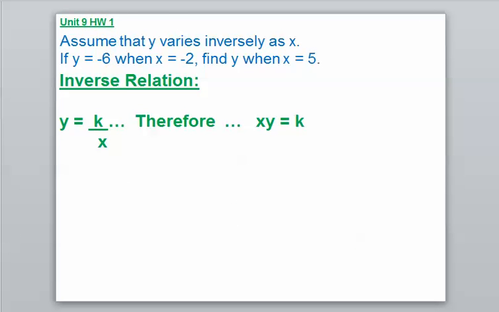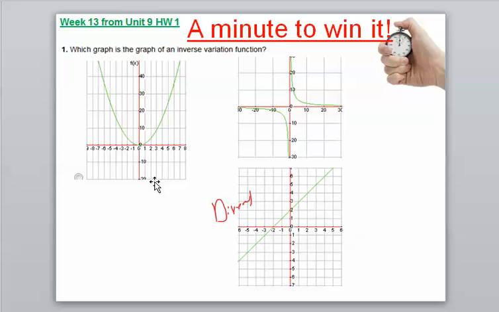Oops, go back to this. Which one is an indirect variation? Well, this one up here is indirect, because as x is getting bigger, y is getting smaller. As x is getting bigger negatively, y is getting smaller negatively. This one is quadratic. It is neither direct nor indirect.